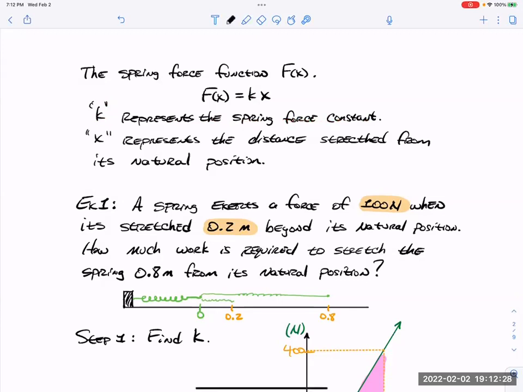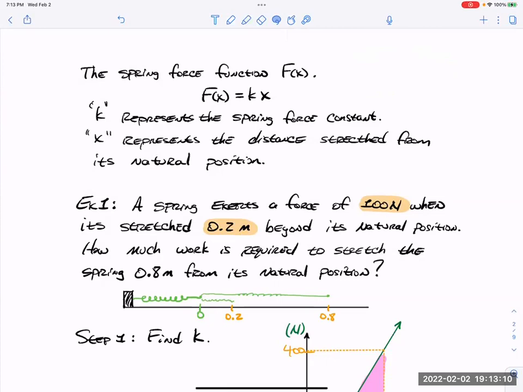So if you had a spring where f of x was equal to 4x, and this is in meters and this is in newtons, that would mean if you stretch the spring 1 meter, your force would be 4 newtons. If you stretch the spring 2 meters, your force would be 8 newtons. If you stretch the spring 3 meters, your force would be 12 newtons, and so on. So this is an example of a spring whose force constant, k, is equal to 4. That's just an example there.